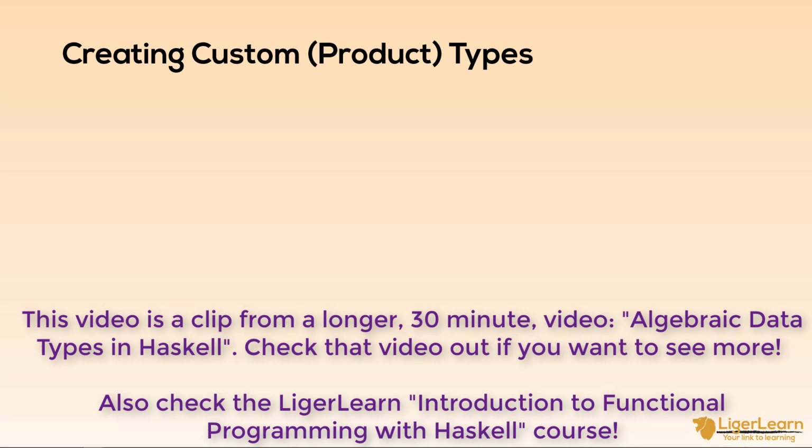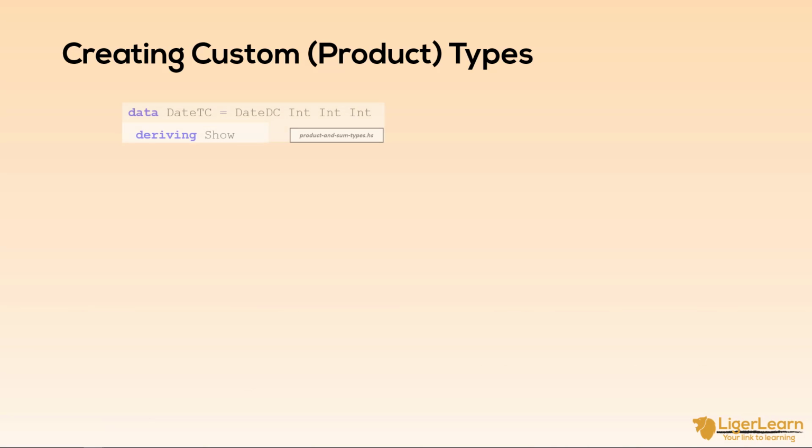Let's now discuss how we can create what is known as a product type with some example code. There is some new syntax here and some slightly weird naming, which I will explain. The data keyword indicates that we are creating our own custom type. Then comes the name of the type, which in this case I've called DateTC. Then comes an equal sign.